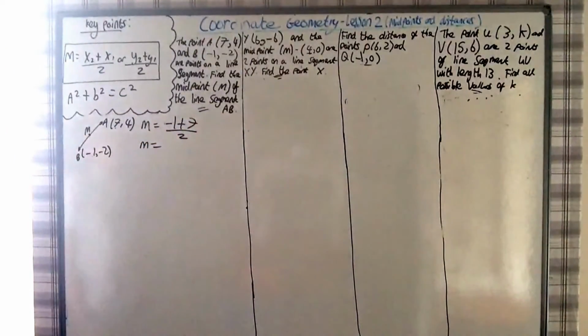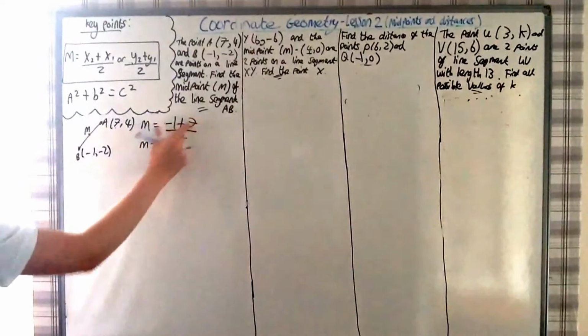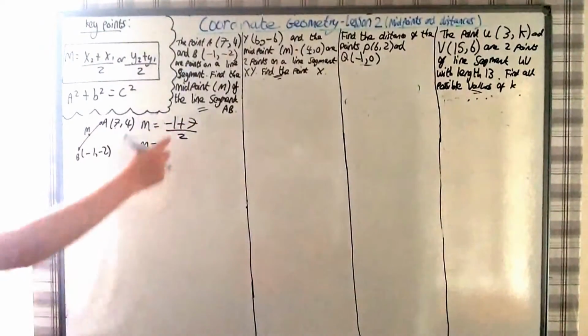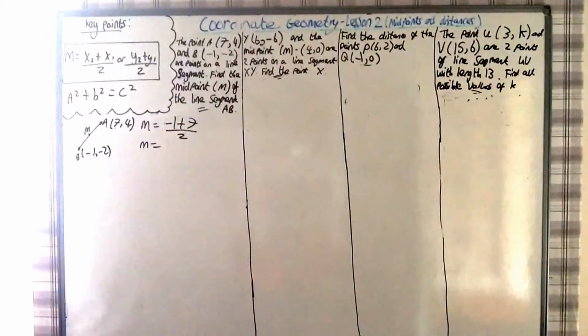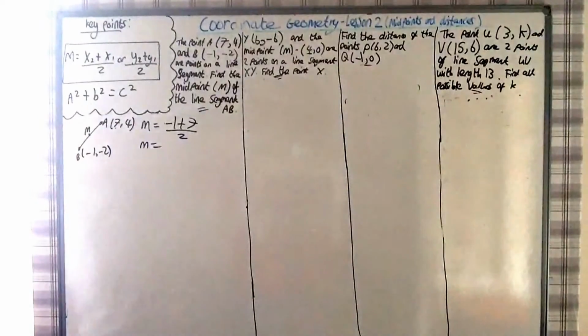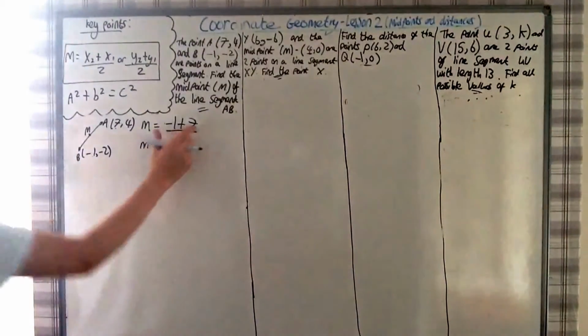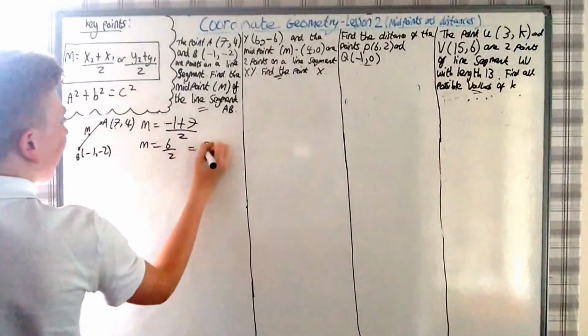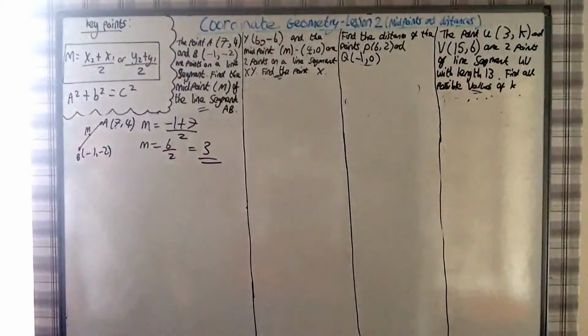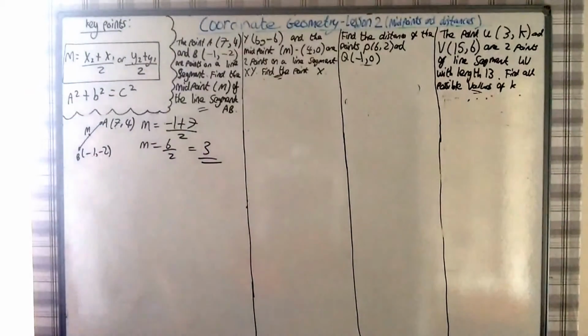Now, once again, it doesn't matter which order we add these. If we add 7 to the minus 1, we get 6, and if we add the minus 1 to the 7, we also get 6. So the answer is the same whichever way we add these. So we're going to get 6 divided by 2, which is 3. So therefore 3 is our x coordinate of the midpoint.